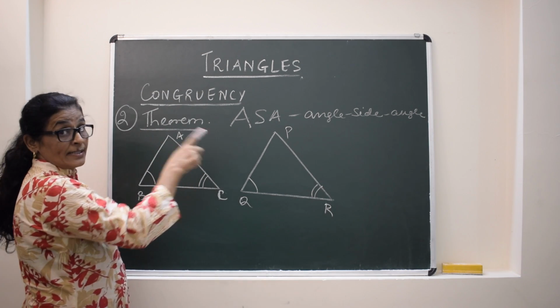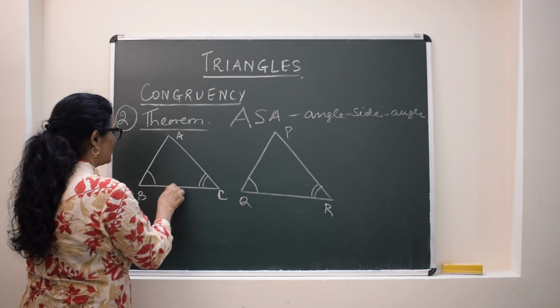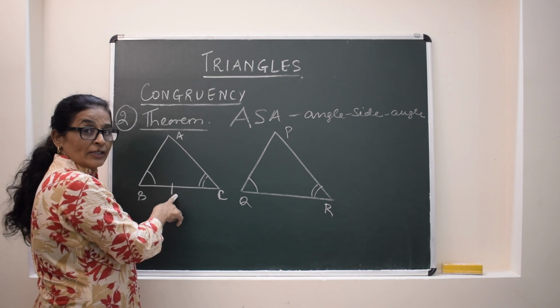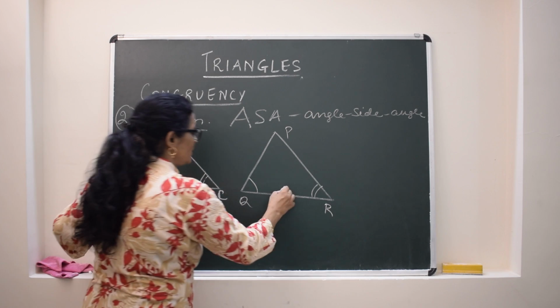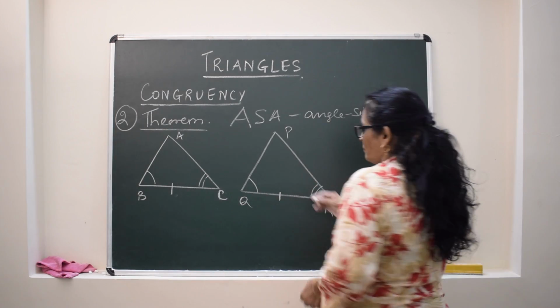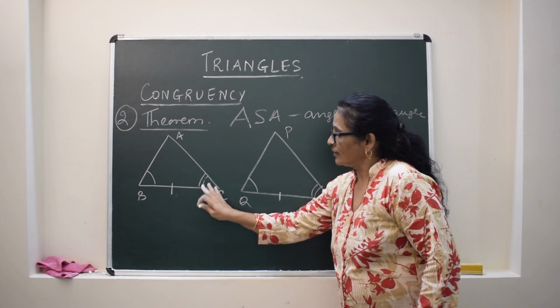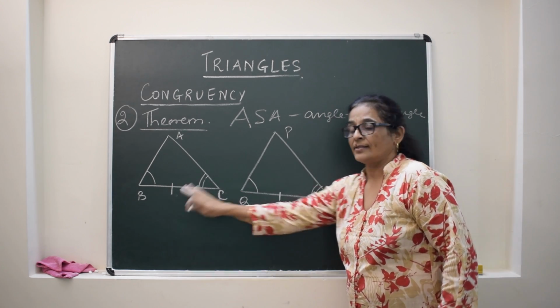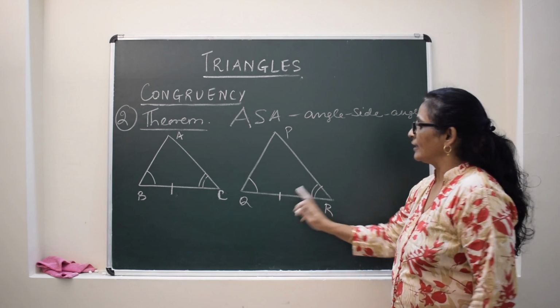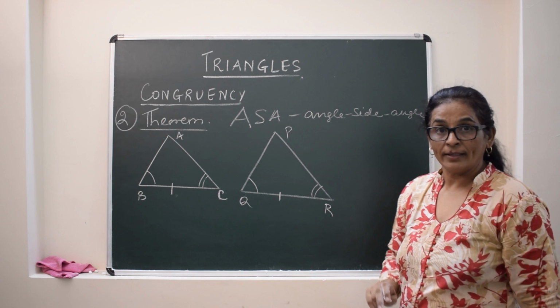And the name says the side should be included. So between these two angles, which side is included? BC. So BC is equal to QR. Now, by this, it is said if two angles and included side of a triangle are equal to two angles and included side of another triangle, then the triangles will be equal and congruent.